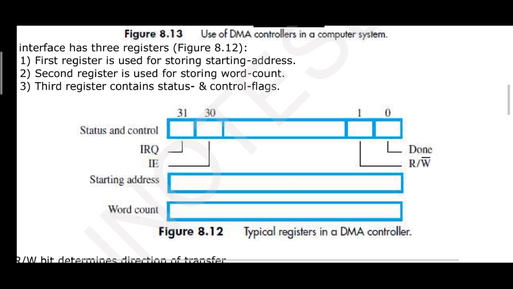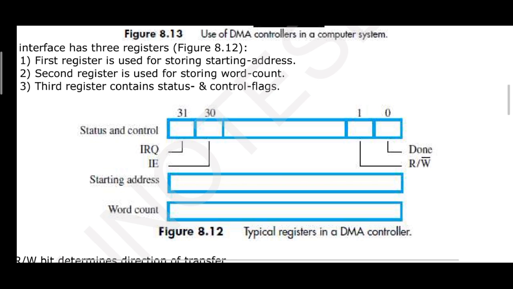It is a 32-bit register, from MSB to LSB, and you can observe the contents. Some fields are dedicated here. Starting from the LSB, the rightmost bit is marked as the done bit. Whenever the data transmission is completed, the done bit is set to 1 to indicate it is complete, or done. Then there is R bar, W bar. At a time you can perform either a read operation or a write operation. Read is active high, write is marked as active low.